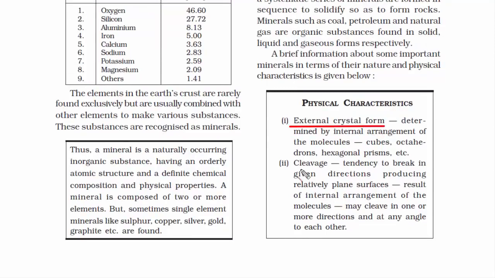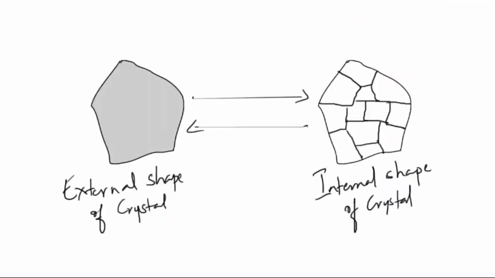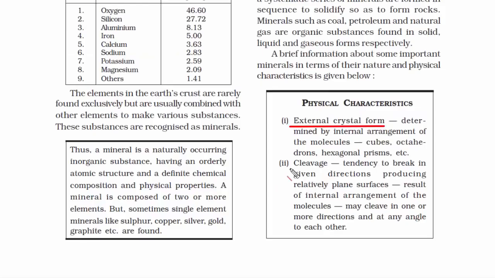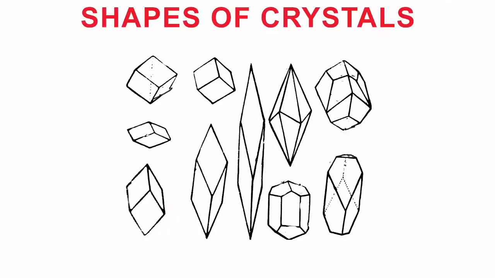By this we mean the external shape of an individual crystal, and what looks outside is a direct reason behind how it is formed inside. We know everything is made up of atoms, and a group of atoms bonded together is called a molecule. Therefore, the internal arrangement of molecules of a crystal is the reason behind the external look of a crystal. The internal arrangement of molecules could be in the form of cubes, octahedrons, hexagonal prisms, etc.